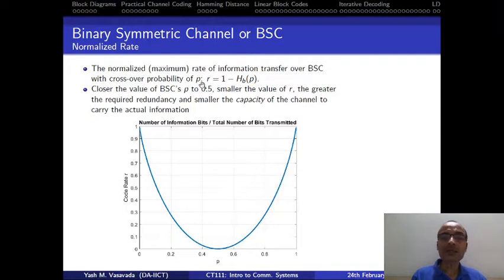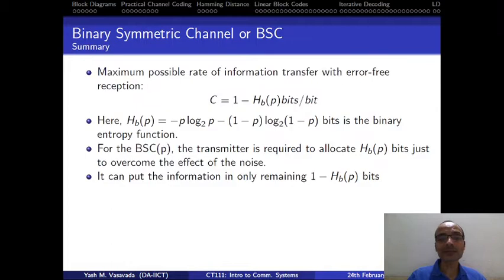Essentially what this says is that the rate of our channel coding scheme over BSC cannot exceed 1 minus HB of P. No matter what we do, we cannot get our rate to be higher than 1 minus HB of P. Basically, we cannot get our rate to be greater than this value indicated by the blue line and still maintain a probability of error which is small. So the maximum rate of information transfer for BSC is given by 1 minus HB of P, bits per bit.